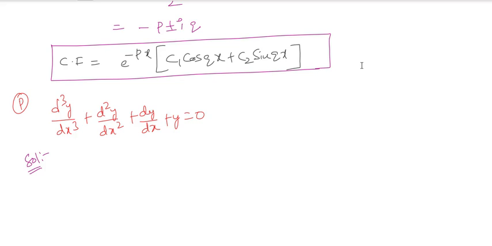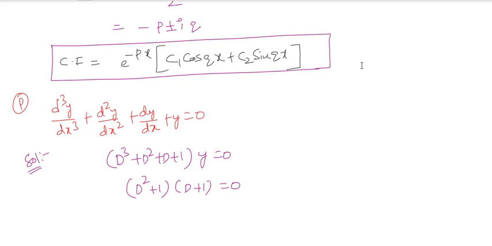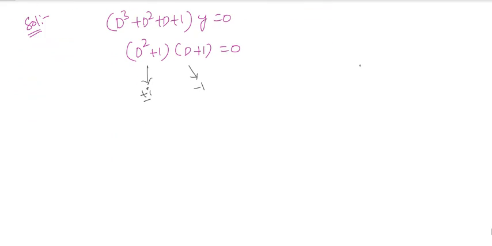So what will you do? For this, I will get d cube plus d square plus d plus 1 into y is equivalent to 0. So now I have to get the roots. This d cube plus d square plus d plus 1, I can represent as d square plus 1 into d plus 1. So directly I can get the roots for this. For d square plus 1, you will have plus or minus i, and for d plus 1 you will have root minus 1.